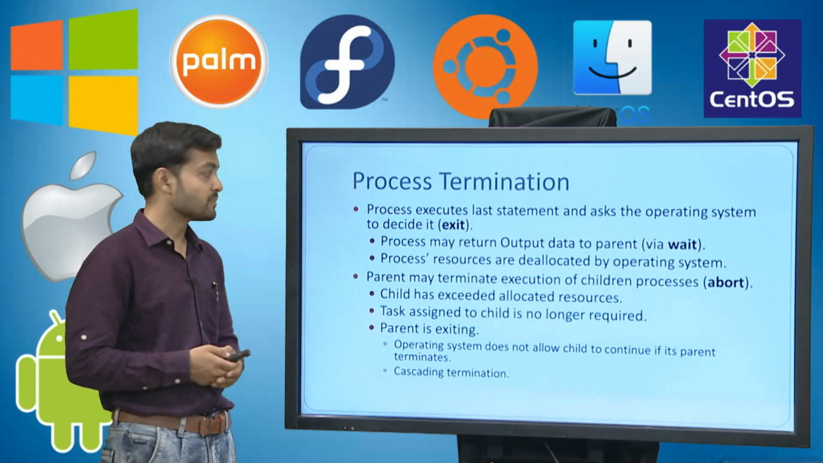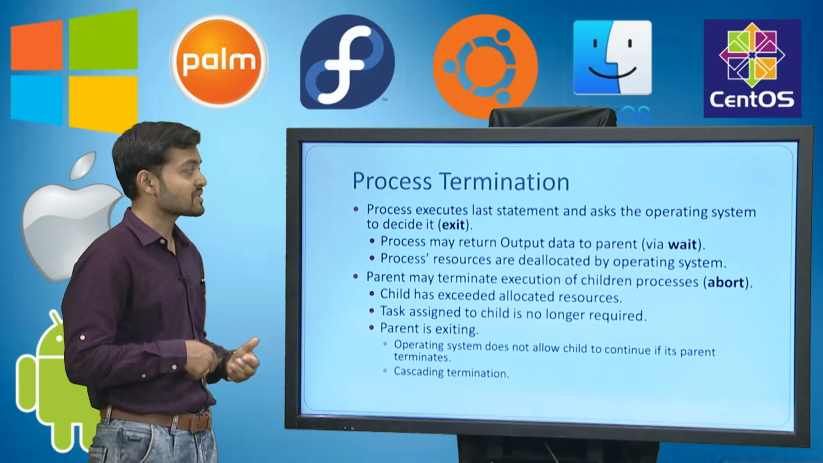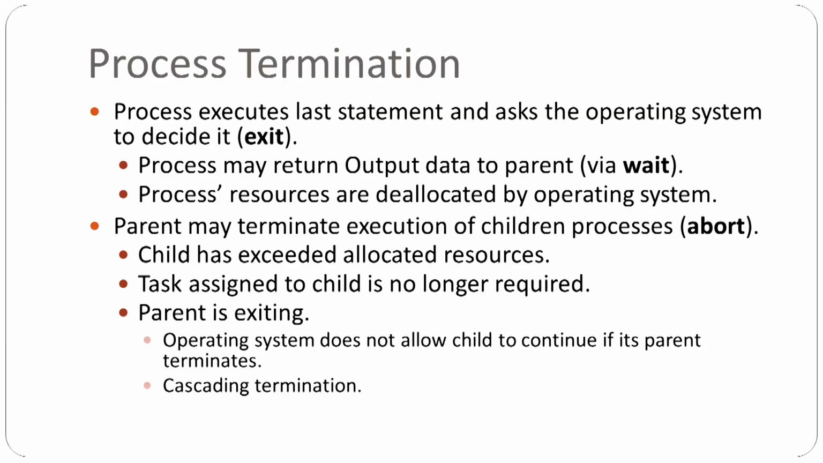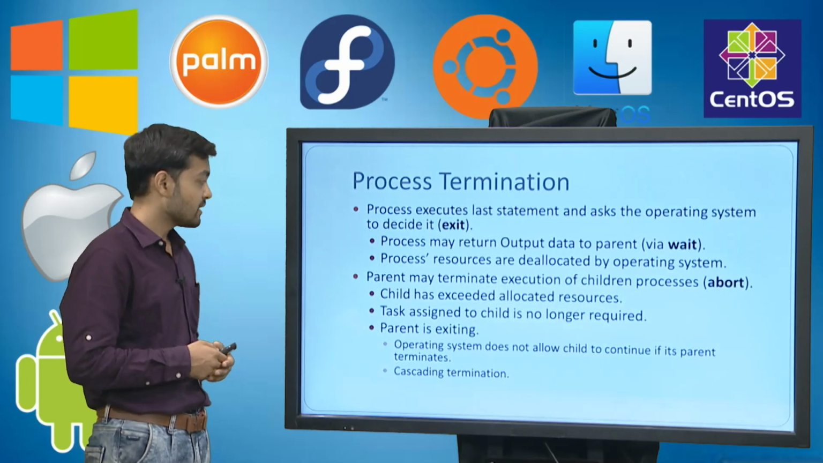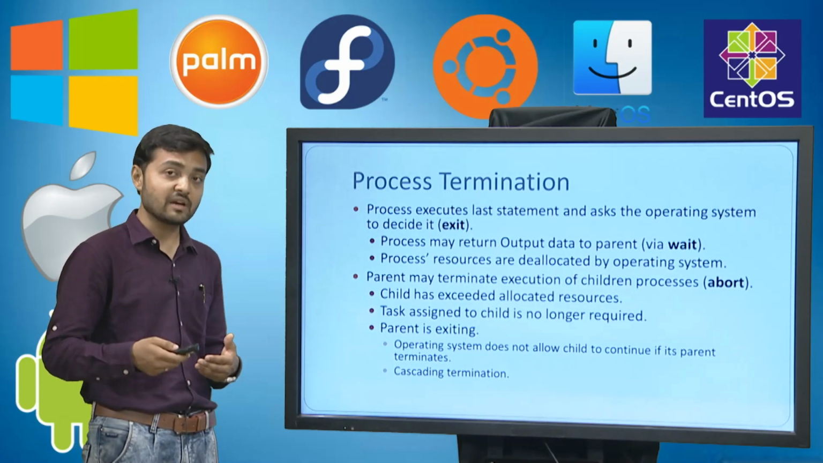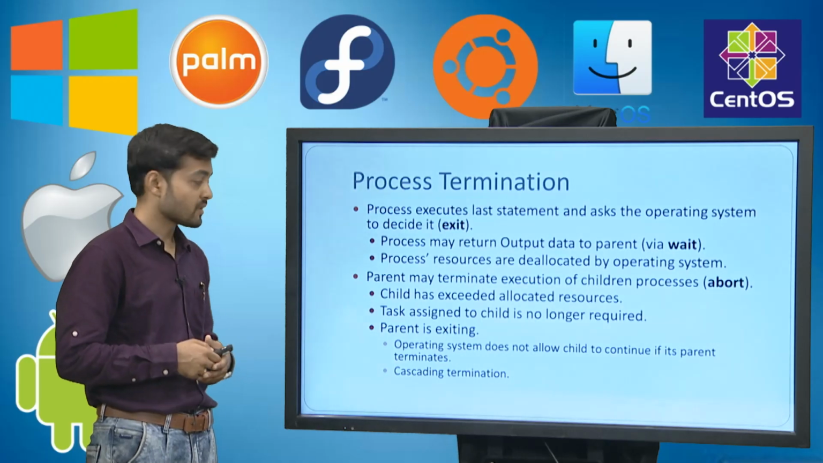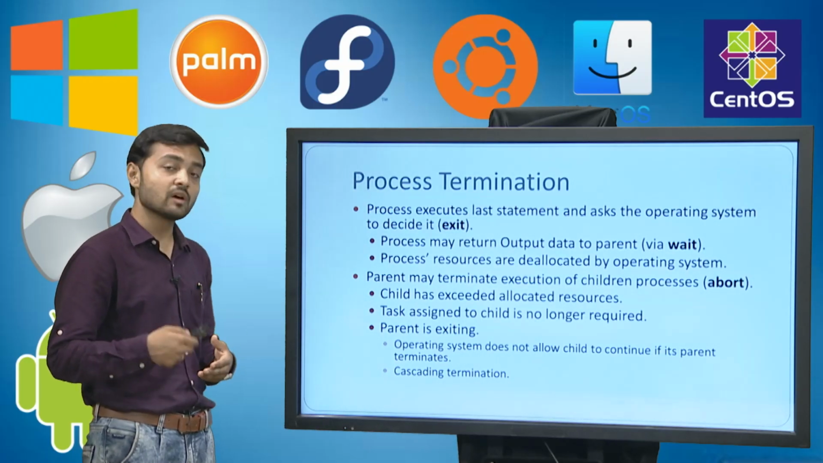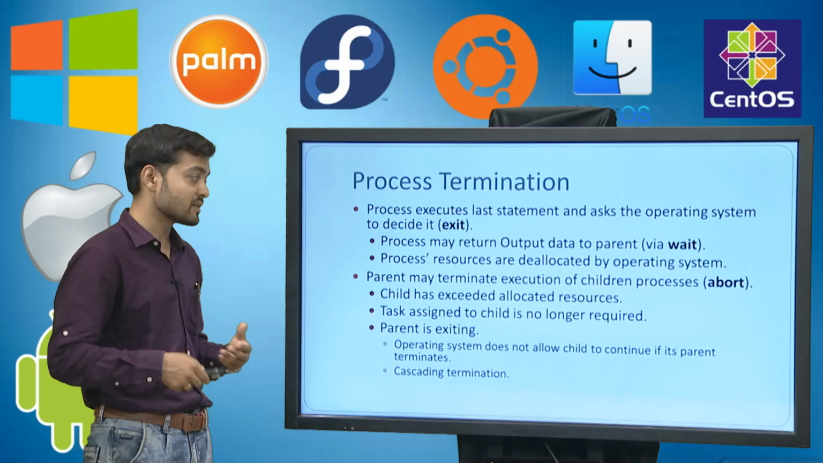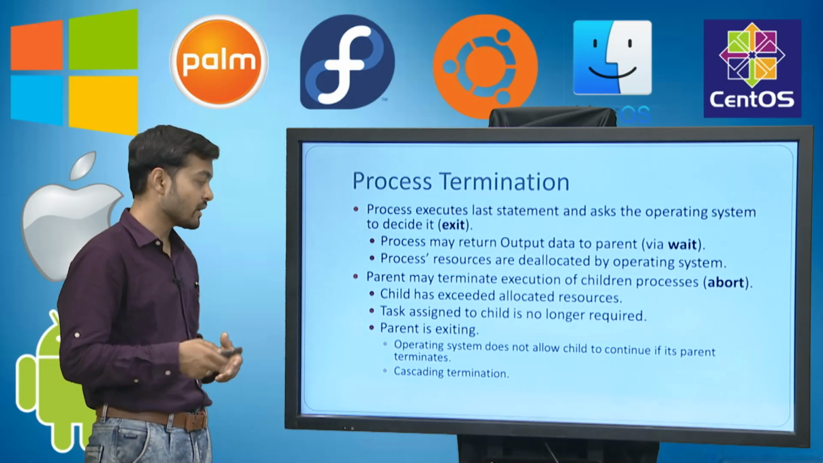Next, process termination. A process executes its last statement and asks the operating system to delete it, to exit. The process may return output data to the parent, that is called wait. Process resources are deallocated when the process gets terminated. A parent may terminate execution of a child process, that is called abort. The parent will abort the child when the child has exceeded the allocated resources, or the task assigned to the child is no longer required, or the parent is exiting.